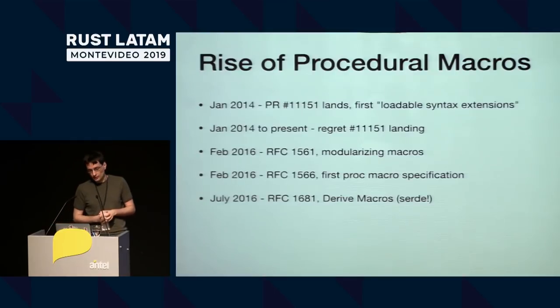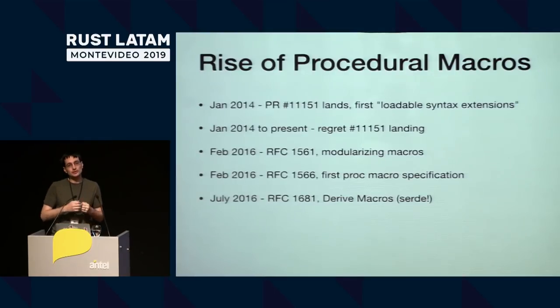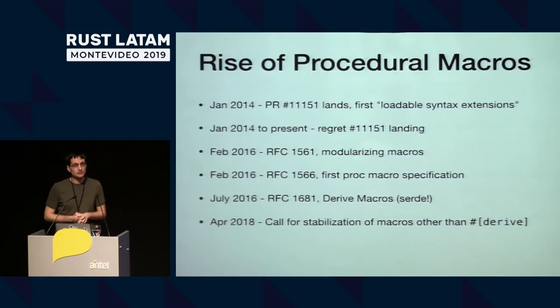Next up, in mid-2016, we have the first stabilization of macros with derive macros. Many of you might know this is when Serde first started to compile on stable Rust, and this was a massive boon for the ecosystem. I imagine everyone who's used Rust very quickly runs into Serde, and Serde is so reliant on derive macros for its functionality.